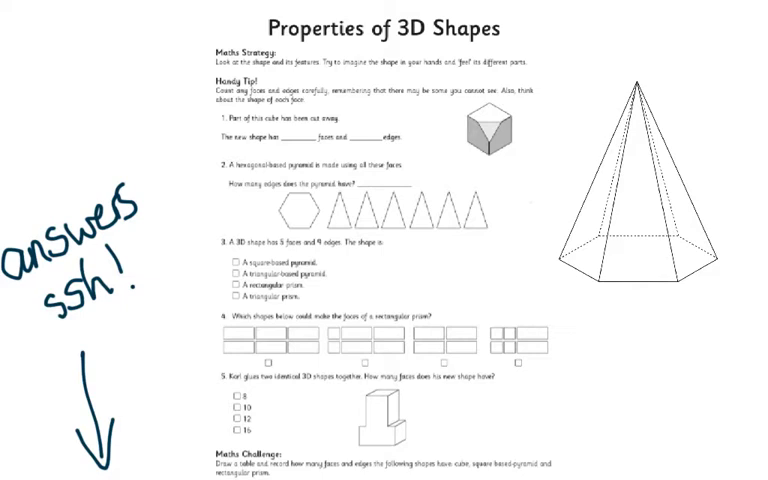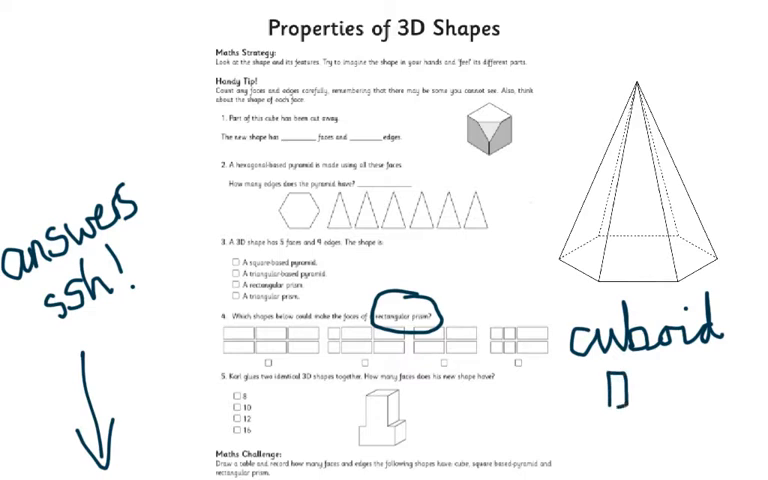Okay, which shapes below could make the faces of a rectangular prism? Now, a rectangular prism, I'm going to help you out here, I did say it earlier, is a cuboid. And do you remember we said that cuboids could have rectangles as their smaller faces, but they could also have squares. So I'm giving you some clues here. Some of these will make a cuboid, but some won't.